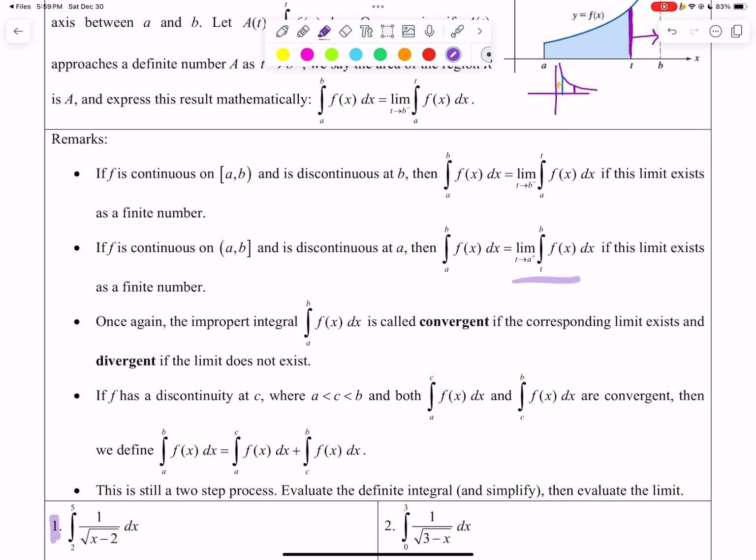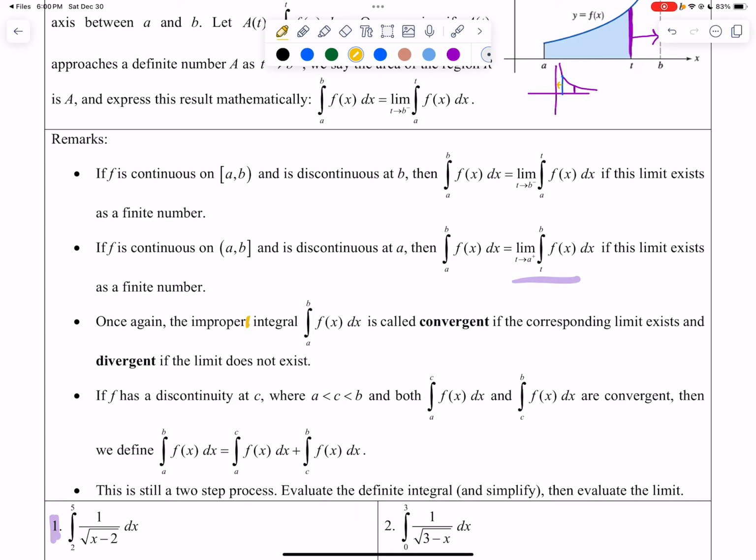Once again, just like the previous video, the improper integral from a to b of f of x dx is called convergent if you have a limit. If it doesn't have a limit, it's divergent. And if you have a discontinuity at c, where c is between your two bounds, then we can split up the improper integral. So you go from a to c and then c to b. If they're both convergent, you can add them together. If they're not, aka one of them is divergent, then the whole thing is divergent.